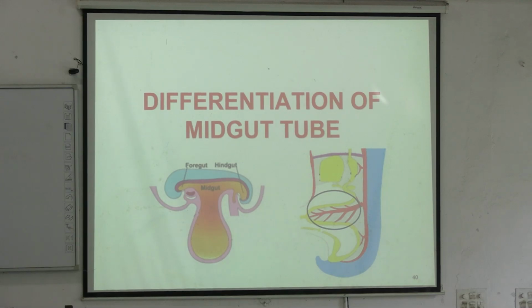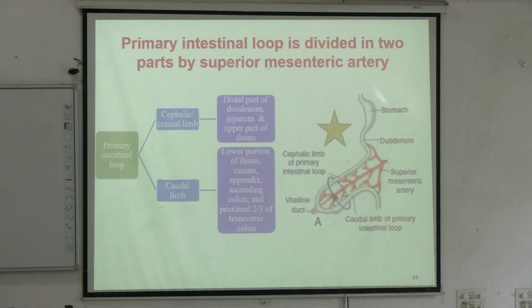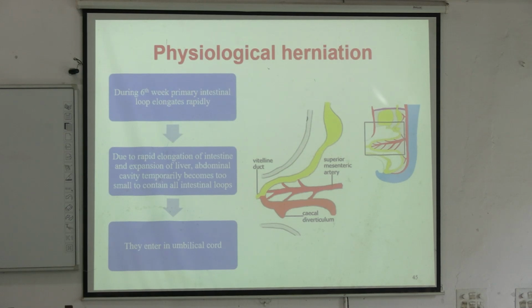Next thing about the midgut. In case of the midgut, you have to understand that the midgut develops from a tube we call the primary intestinal loop. Now, this primary intestinal loop develops into the whole intestine system. This growth of the primary intestinal loop takes place inside the umbilical cord, because we do not have that particular space. So, this phenomenon, when the primary intestinal loop moves into the umbilical cord, we call physiological herniation.